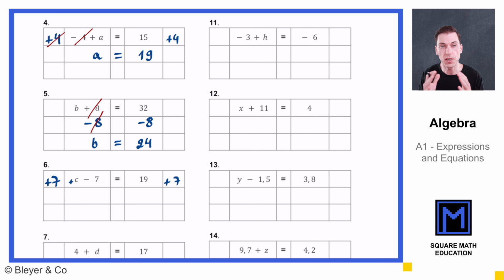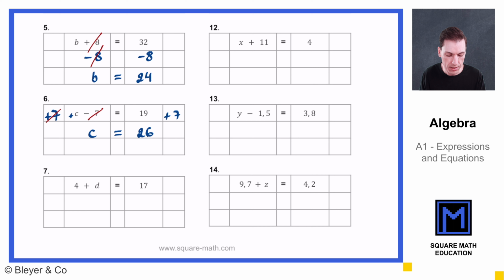Remember, each side of my equation is one expression, but you got a plus 7 and minus 7, which cancel out. c is left on this side, and then 19 added to 7 is going to be 26.